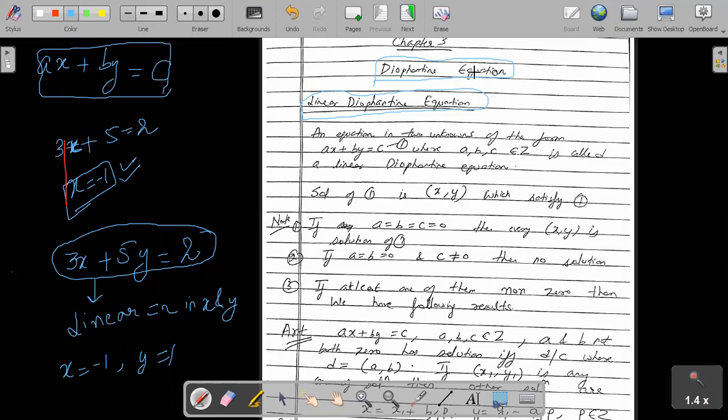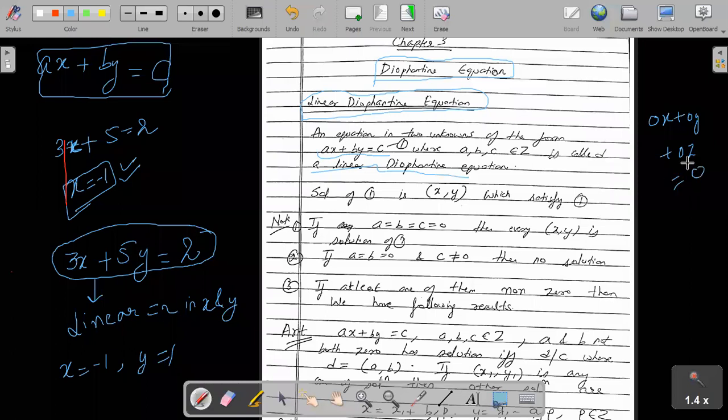So an equation in two unknowns of the form ax plus by is equal to c, where, as we are in number theory, a, b and c are integers, that is, a, b, c belong to Z, is called a linear Diophantine equation. Now before I move further, can you tell me what are the roots of this equation? When I say roots of the equation, I mean the values of x, y, z. What are the roots of this equation?